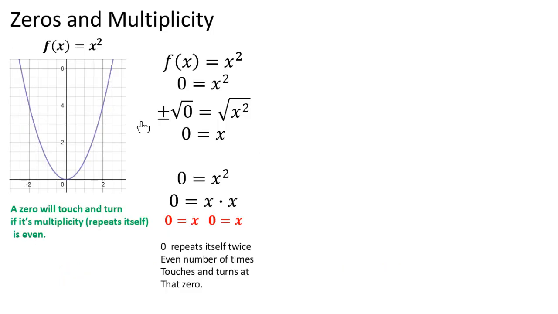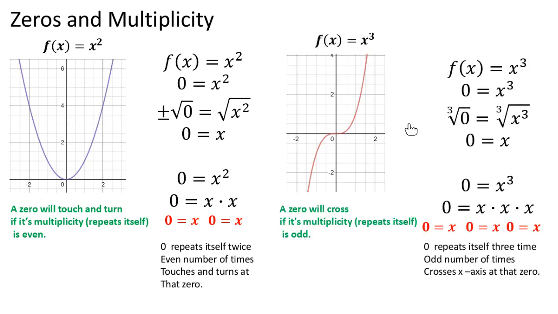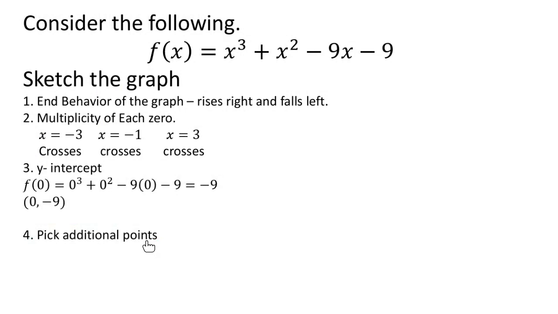Okay. Now the multiplicity of our zeros, this is just a review here too. Okay, this is not part of the actual problem. This is only to tell you if the zero appears an even number of times, then it's going to touch and turn. If it appears an odd number of times, then it's going to cross. Okay, so let's go back to our problem.